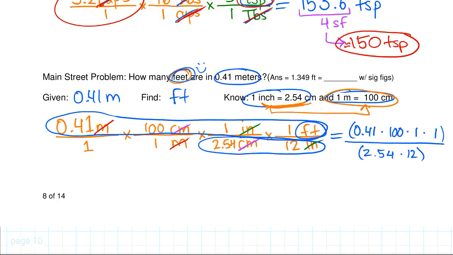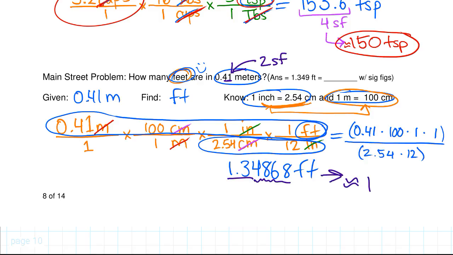Putting this into your calculator, I would get 1.3486 feet. That's a lot of sig figs. How many sig figs am I allowed to have according to this? This is 2 sig figs. If I want and only can have 2 sig figs, I have way too many. I can keep the 1, I can keep the 3, and I've got to cut the rest off because they're not significant. So that turns into about 1.3 feet. That's what we did as our conversion.